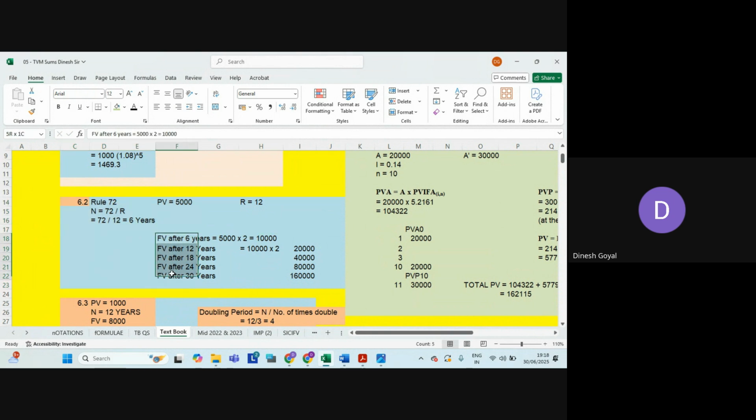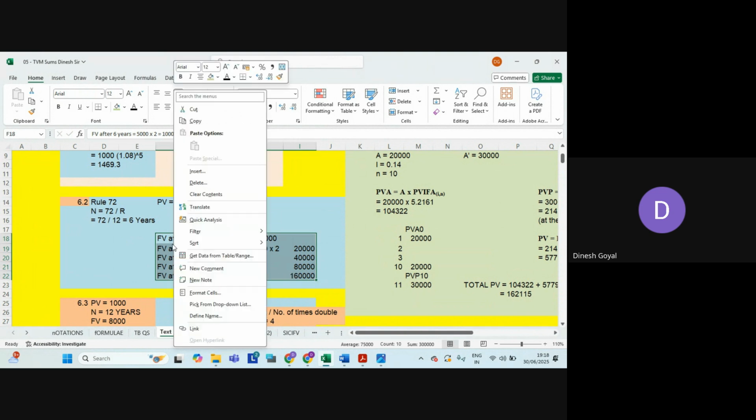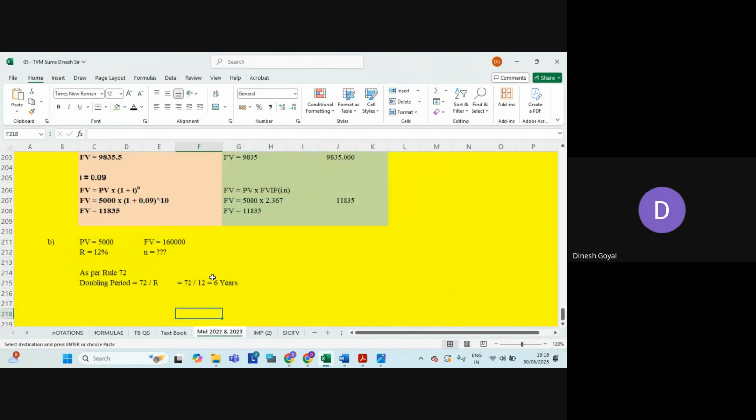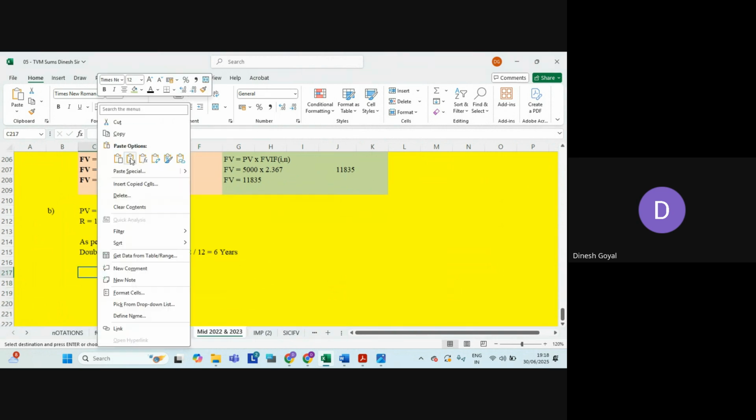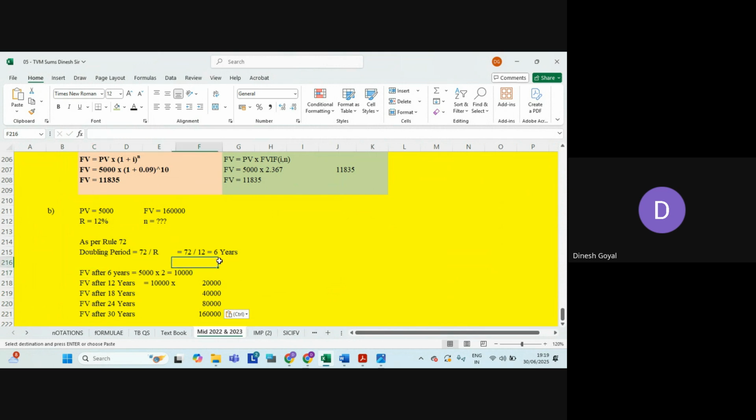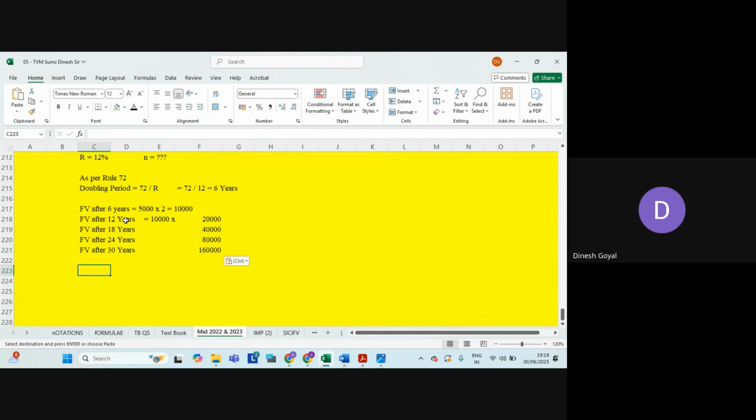In 6 years, your money is getting doubled. So 5,000 will become 10,000 in 6 years. Then add 6 more years, so after 12 years this 10,000 will become 20,000. Then add 6 more years, so it will become 40,000. Add more, so it will become 80,000. And add more, so it will become 1,60,000 after 30 years.